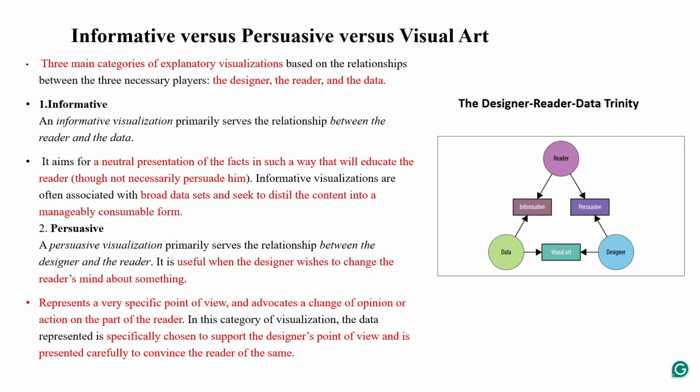He wants to convince the reader of something, from a perspective about the data, about the information content of the data. In this case, the designer will carefully select the data and information and present it in a form that will convince the reader of whatever the designer is interested in. So here it represents a very specific point of view, and it is meant to change the opinion or action of the reader.